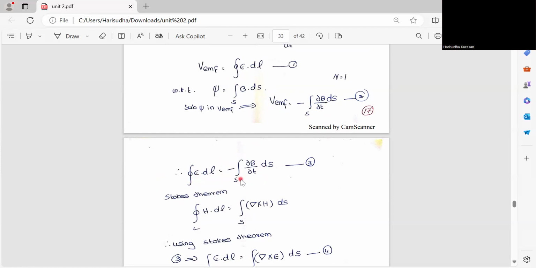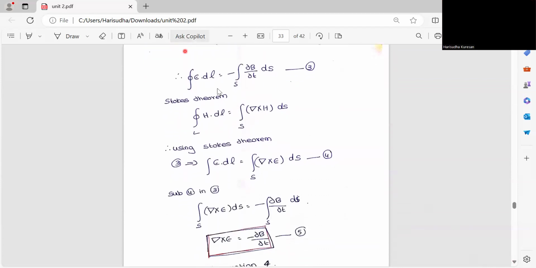So now let's try to convert the line integral to a surface integral using Stokes theorem. We need to convert the left-hand side, which is a line integral, to a surface integral using Stokes theorem. So the line integral of E dot dl can be converted to the surface integral of del cross E dot ds. Therefore, we substitute this equation 4 into equation 3. On the left-hand side we get the surface integral of del cross E dot ds, which will be equal to minus dou B by dou t dot ds.